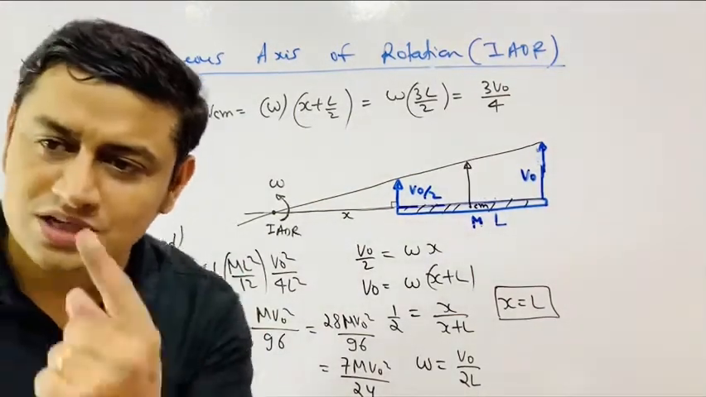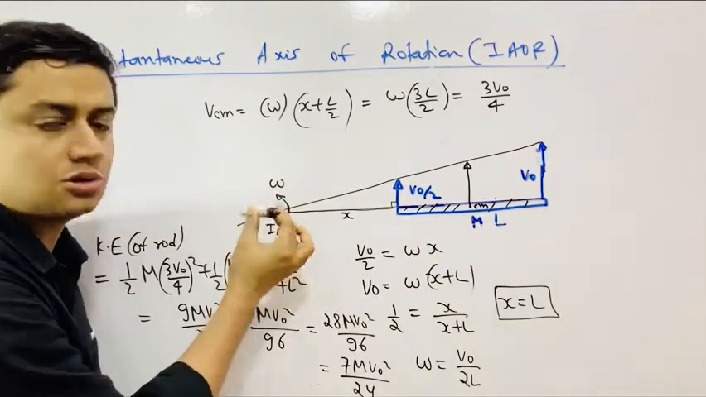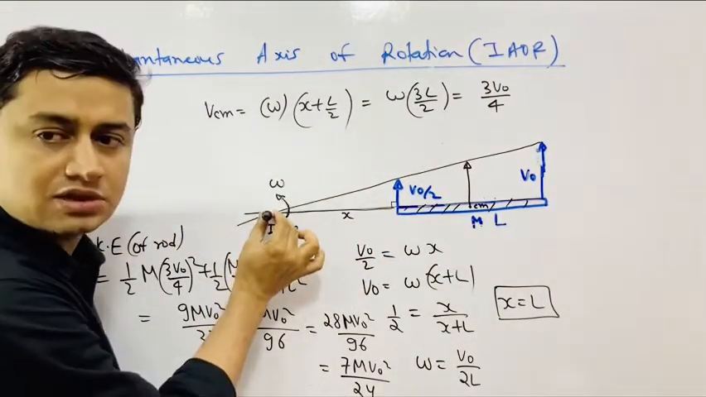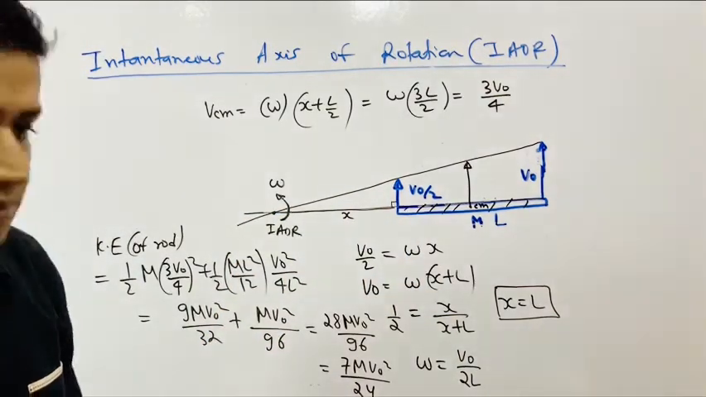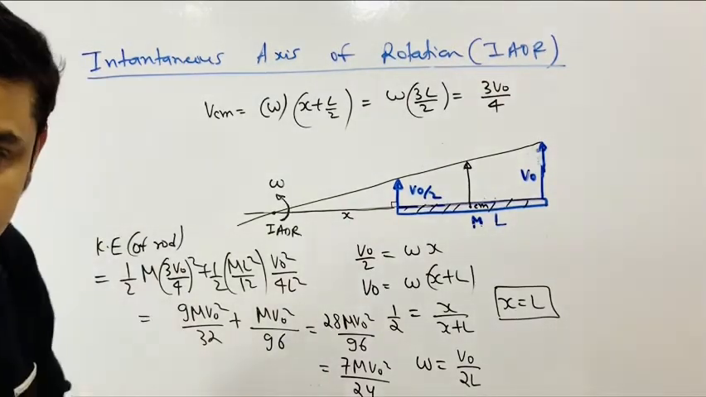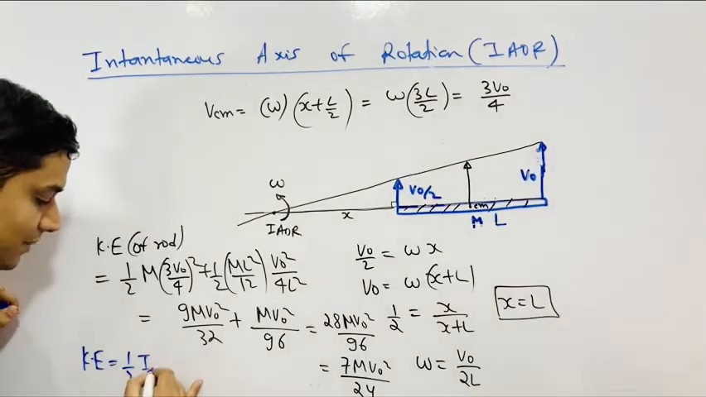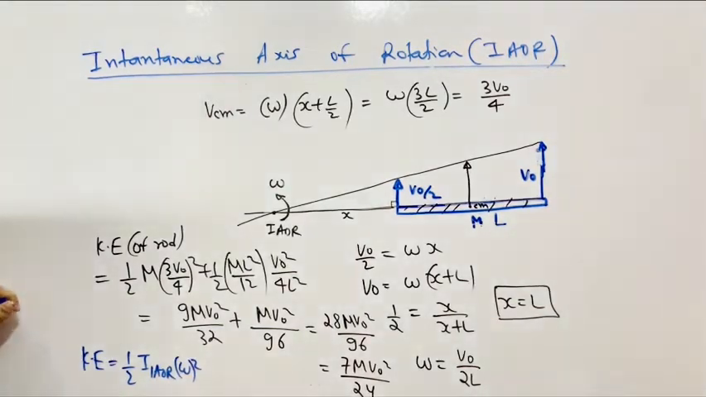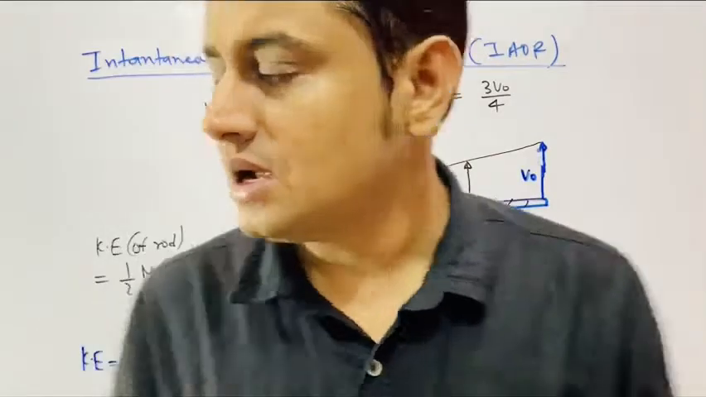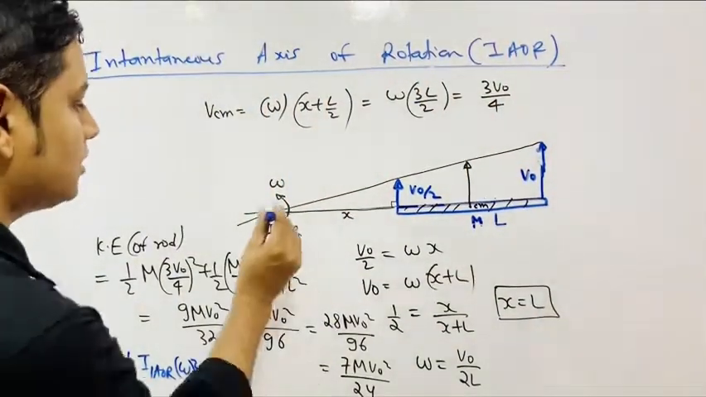Suppose I want to get it in one step. Half I about this axis, the pure rotation axis, into omega square. Then in that case my answer would be like this. So kinetic energy in one step is equal to half I about the instantaneous axis of rotation into omega square, because this is purely rotational motion. So how to get I about this axis?